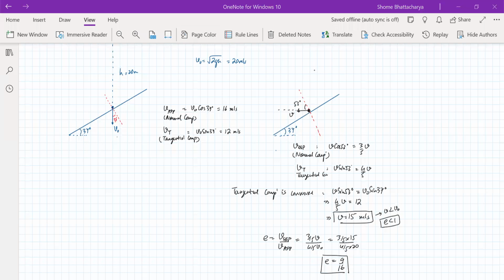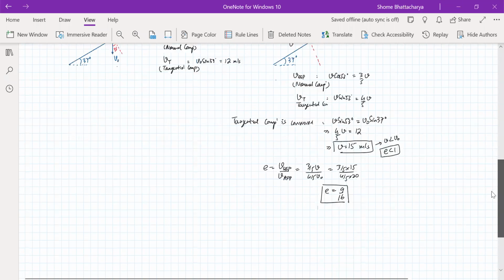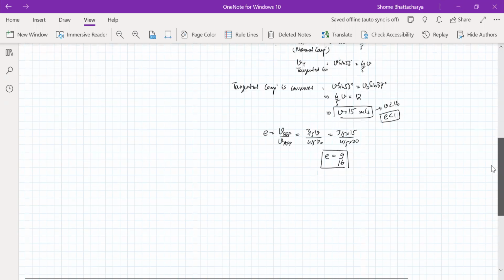Okay, so hope this question is clear to all of you. Now we move on to the next part of collisions. Okay, finish writing this down.